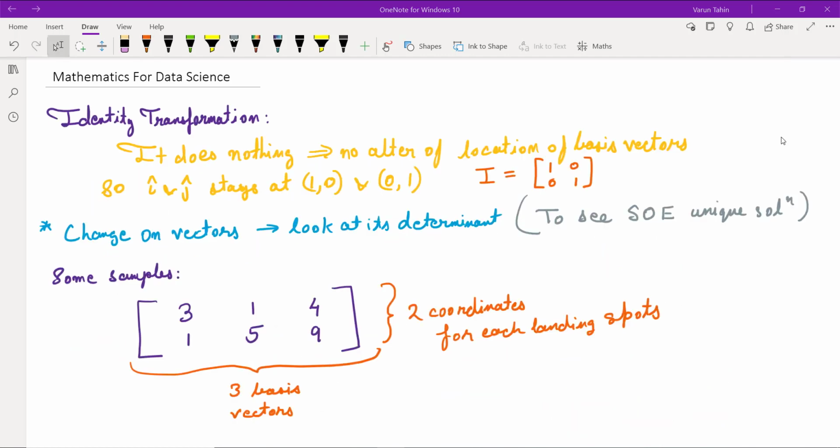And then there is the concept of identity transformation, which does nothing and does not alter the location of the basis vectors, which are i hat and j hat, which still stay at 1, 0 and 0, 1, like an identity matrix. Now we can verify whether the system of equations has a unique solution, and we can do that by changing the vectors and looking at the determinant, whether the determinant has changed or not.